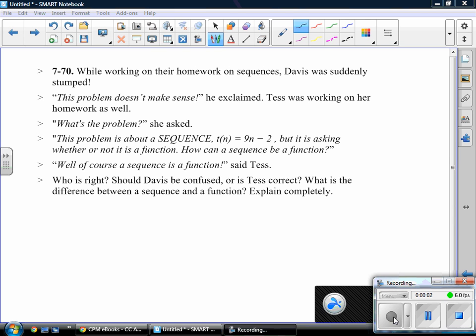This is problem 7-70 from section 7.1.4. While working on their homework on sequences, Davis was suddenly stumped. "This problem doesn't make sense," he exclaimed. Tess was working on her homework as well. "What's the problem?" she asked.